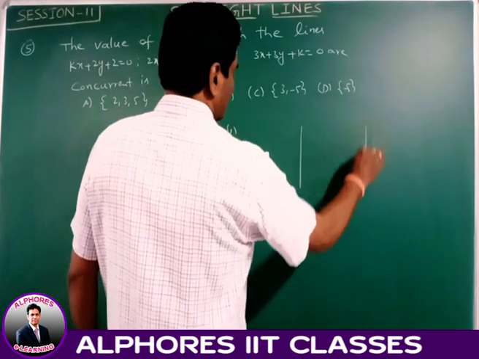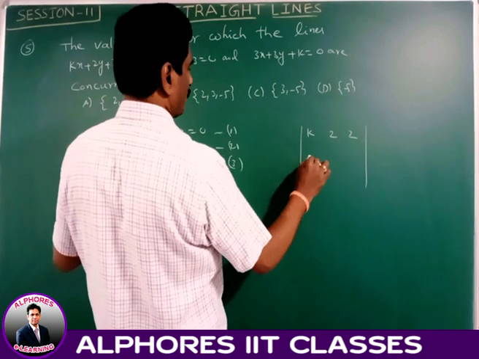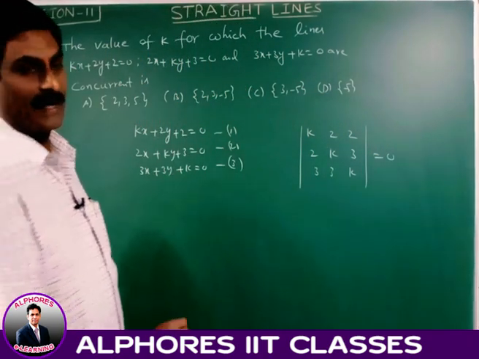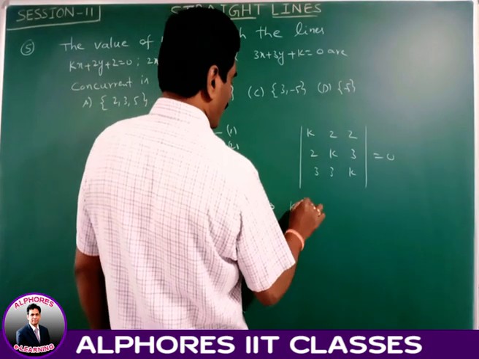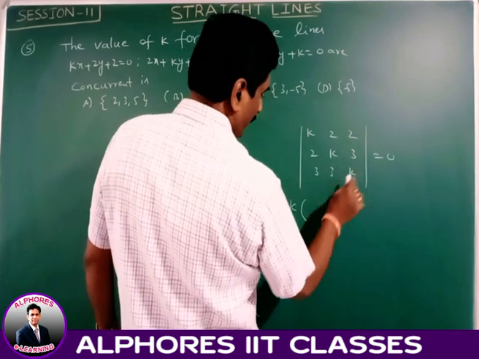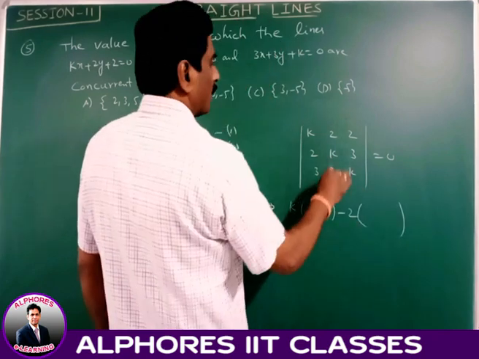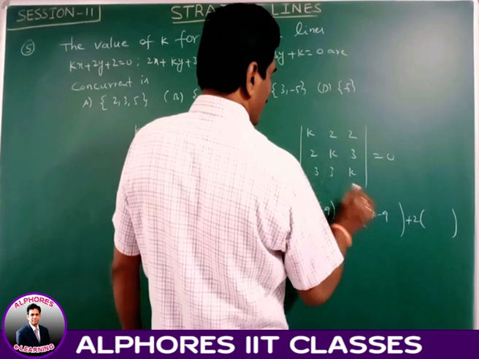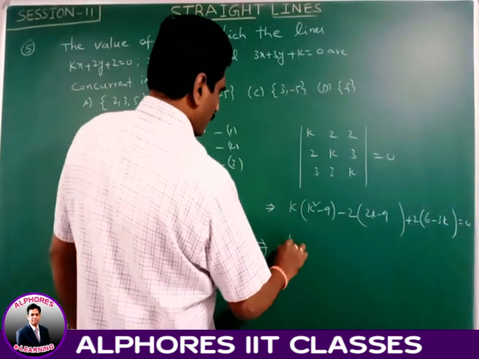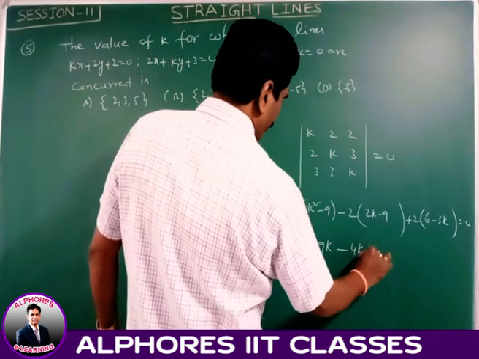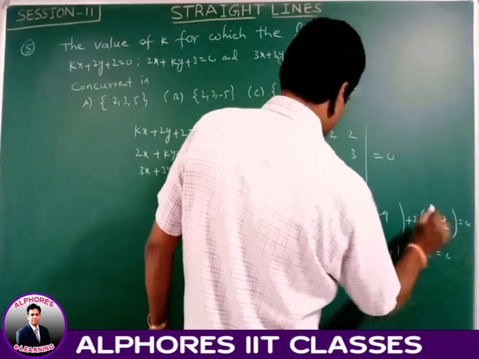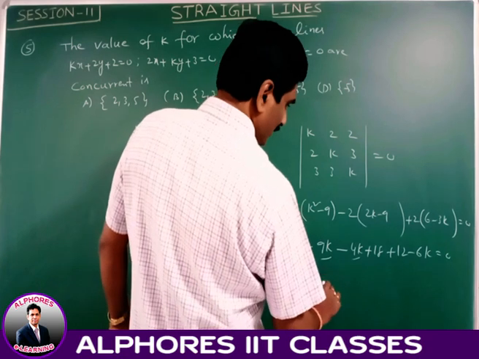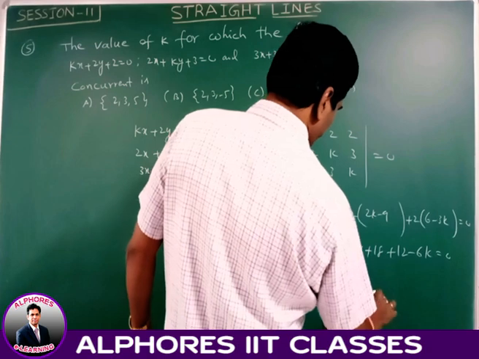So, for concurrent lines, the determinant value is 0. That means the determinant with rows k, 2, 2; 2, k, 3; 3, 3, k is equal to 0. After expansion, it can be reduced to k into k square minus 9, minus 2 of 2k minus 9, plus 2 of 6 minus 3k is equal to 0. That means k cube minus 9k minus 4k plus 18 plus 12 minus 6k is equal to 0. After simplification, we get k cube minus 19k plus 30 is equal to 0.